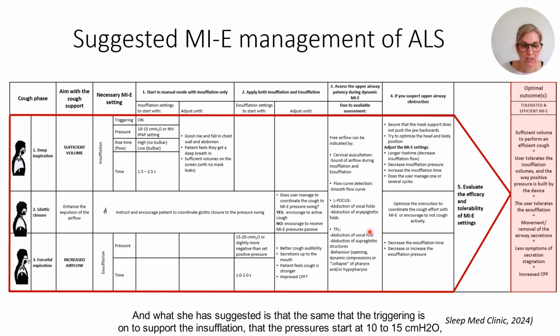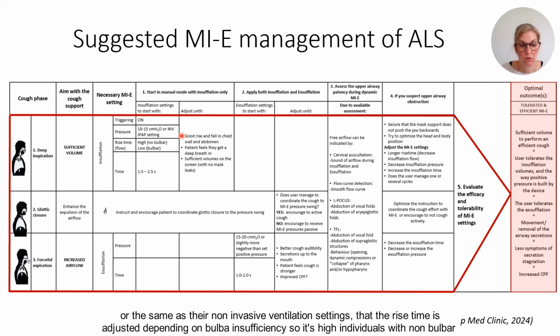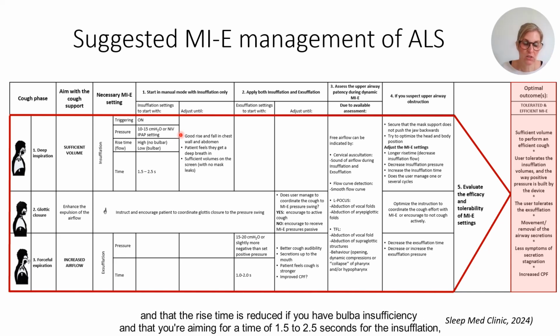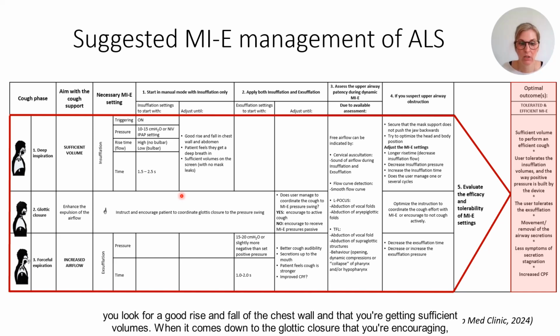And what she has suggested is that the triggering is on to support the insufflation, that the pressures start at 10 to 15 centimetres of water, or the same as their non-invasive ventilation settings, that the rise time is adjusted depending on bulbar insufficiency, so it's high in individuals with non-bulbar, and that the rise time is reduced if you have bulbar insufficiency, and that you're aiming for a time of 1.5 to 2.5 seconds for the insufflation. You look for a good rise and fall of the chest wall, and that you're getting sufficient volumes.